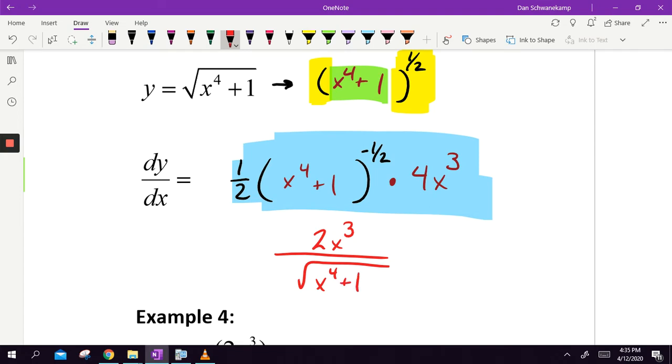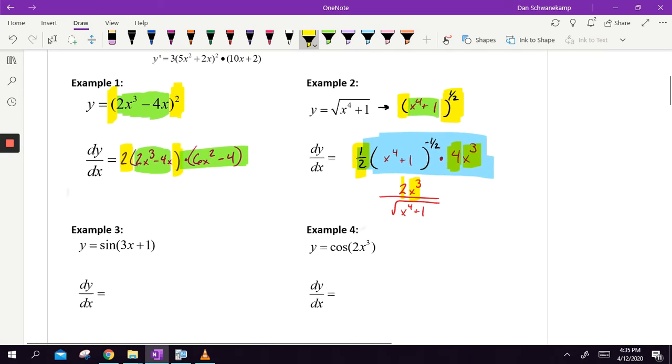Are those two things the same? Hopefully you say yes, because I've got the 1/2 and the 4, that's where I got the 2 from, x cubed. And then that thing, since it's negative, could go on bottom, and the 1/2 gets me the square root. You got to be able to recognize that those two things are the same.